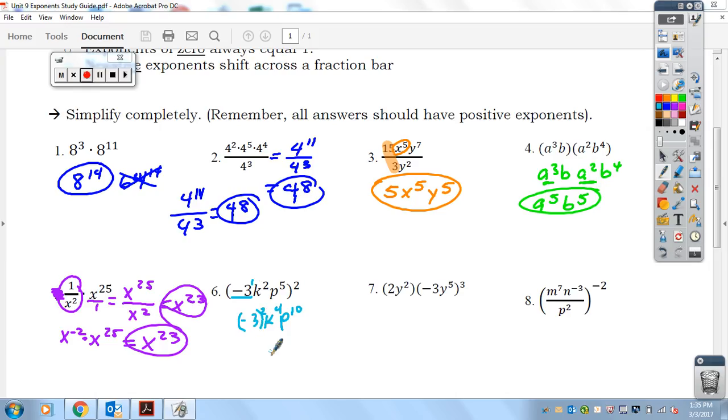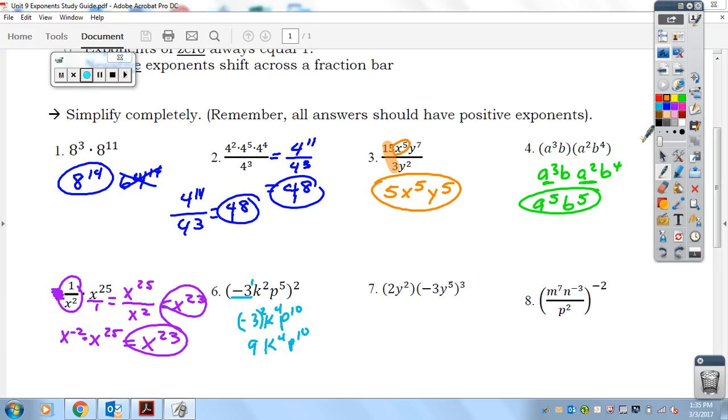I would put this in parentheses because it's not only asking for 2 3s, it's also asking for 2 negatives. If you don't put it in parentheses, that would be wrong because this is 2 3s and only 1 negative. But by putting it in parentheses, now it knows I want 2 negatives also. You could make this positive 9k to the 4th p to the 10th. But if you were to make it negative 9, that would be incorrect. So either one of these would probably be acceptable. We probably lean towards the bottom one, but the top one, I think that we would also accept.